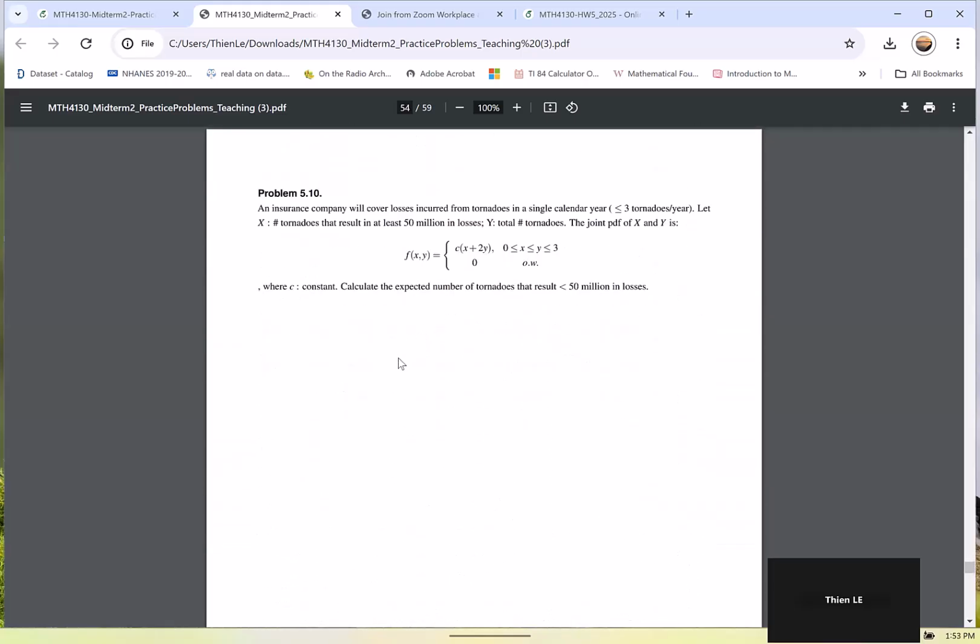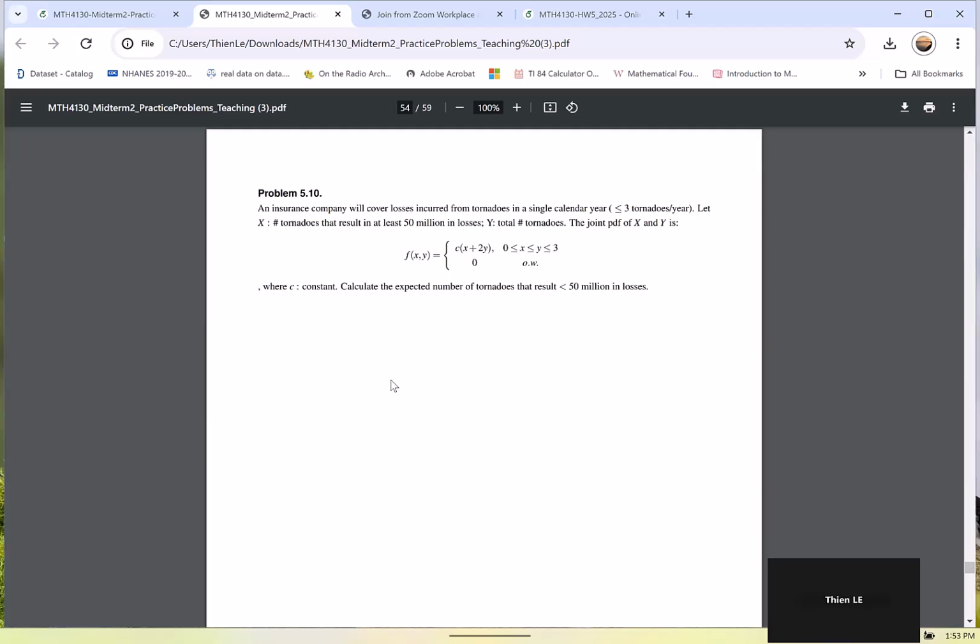Next, 5.10. An insurance company will cover losses incurred from tornadoes in a single calendar year, but at most 3 tornadoes per year. Let X denote the number of tornadoes that result in at least 50 million in losses, and Y the total number of tornadoes. The joint PDF is given by this. It looks like the continuous case, but actually it's not, because here we consider the number of tornadoes. So again, it comes back to the discrete case.